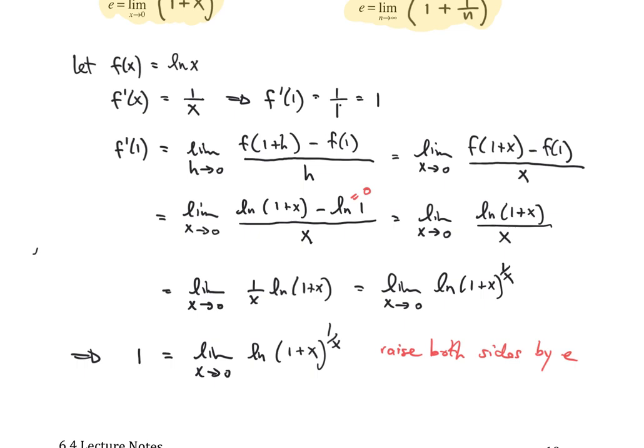So after raising both sides by e, on the left-hand side, we're just going to have e to the first power, which is e. And on the right-hand side, you're going to have the limit as x goes to 0. e to the natural log of something is just something, so we end up with 1 plus x to the 1 over x power. And that's what we were trying to prove. So this basically describes how we can write e as a limit. All right, everybody, take care.